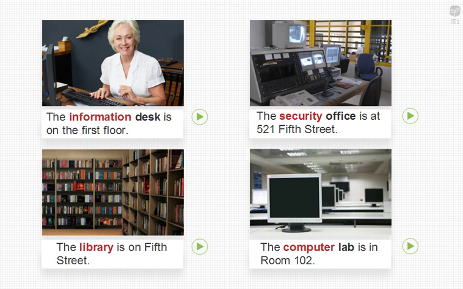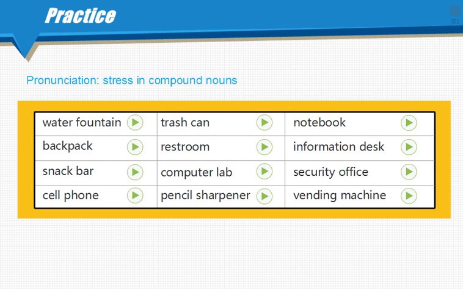OK, 现在呢，我们把我们学过的这些复合词都拿出来，我们一起再看一下。这些重音呢，你平时有没有注意到呢？我们一起把它们再练一下。在这些复合词中，我们会把第一个单词读得更重一点，更响一点，更长一点。Water fountain, backpack, 等等。现在就跟着音频来练习吧。Listen and repeat.